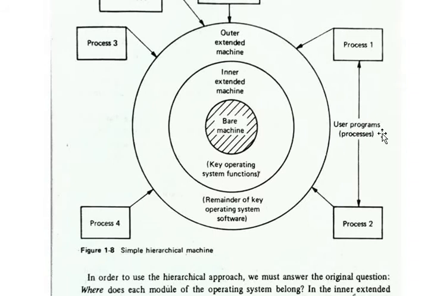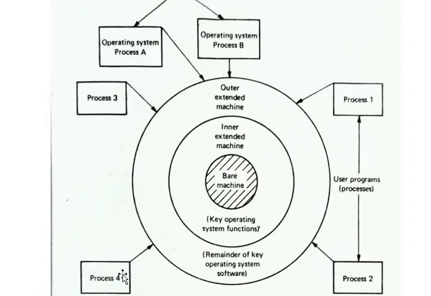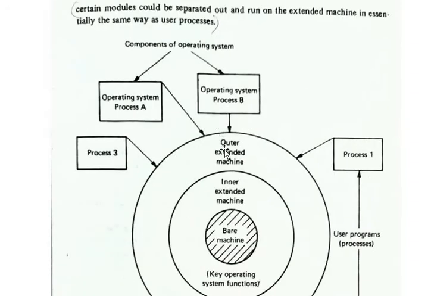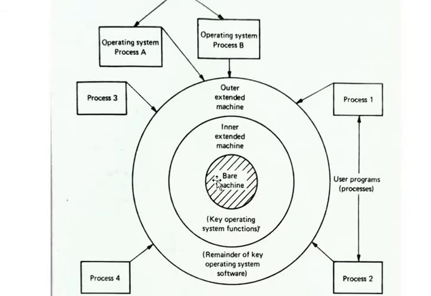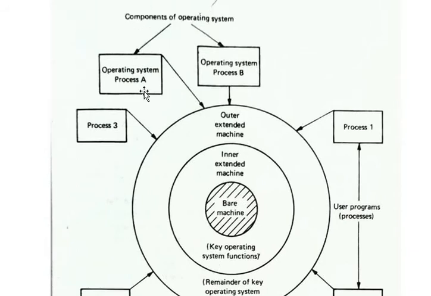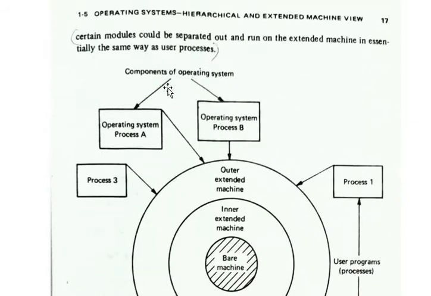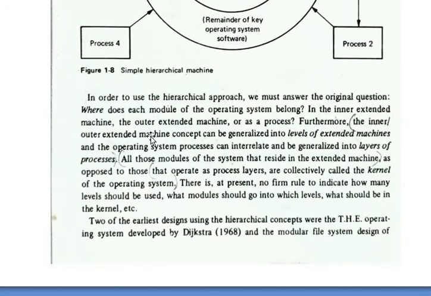So the remaining part is the same: process 1, process 2, process 3 and process 4. Then operating system process A, operating system process B. These are combined, the components of the operating system. Okay, in the previous part of the diagram, the bare machine, the extended machine, process 1, 2, 3, 4 are all the program servers. But here, additionally, in the outer part there are operating system process A and operating system process B, followed by the combined components of the operating system in the compiled diagram. Okay. So see this point, map and mark.